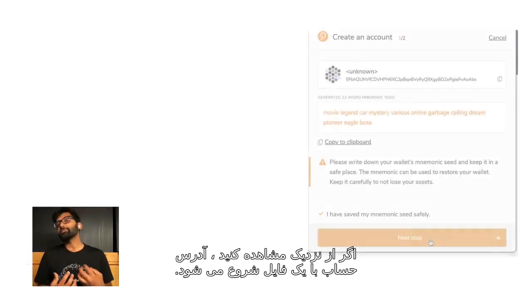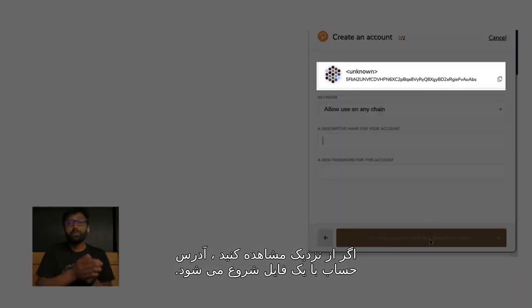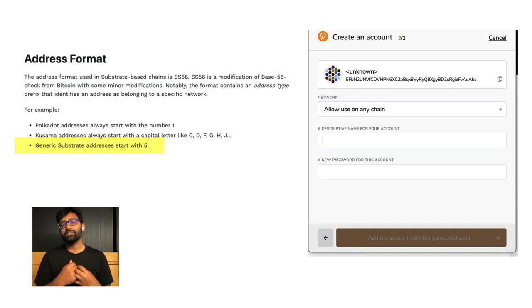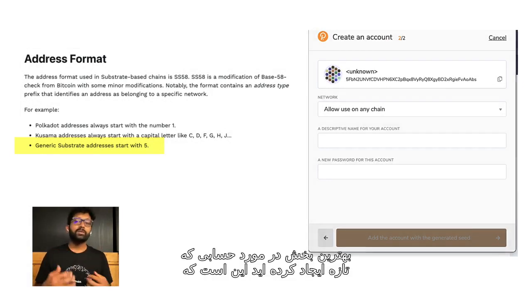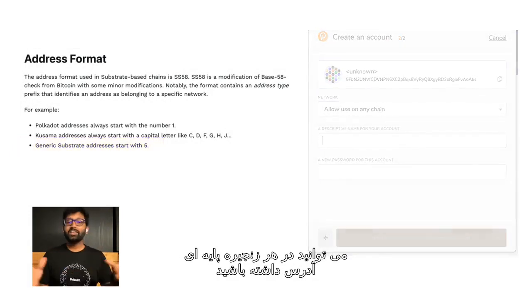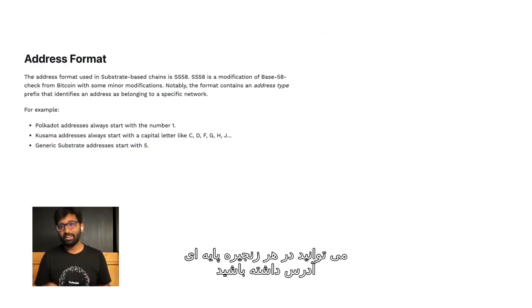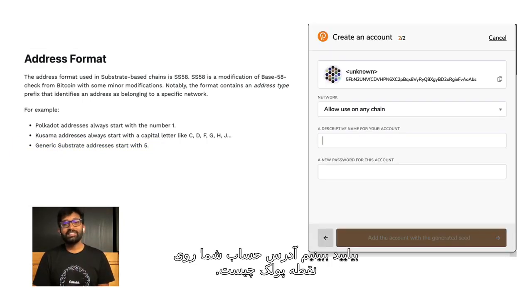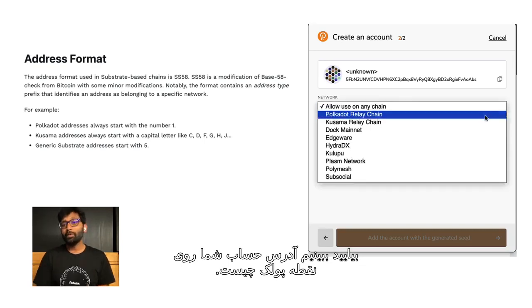If you observe closely, the account address starts with a 5. This is a generic substrate address. The best part about the account you just created is that you can have an address on any substrate-based chain on the Polkadot ecosystem. Let's see what your account address would be on Polkadot.